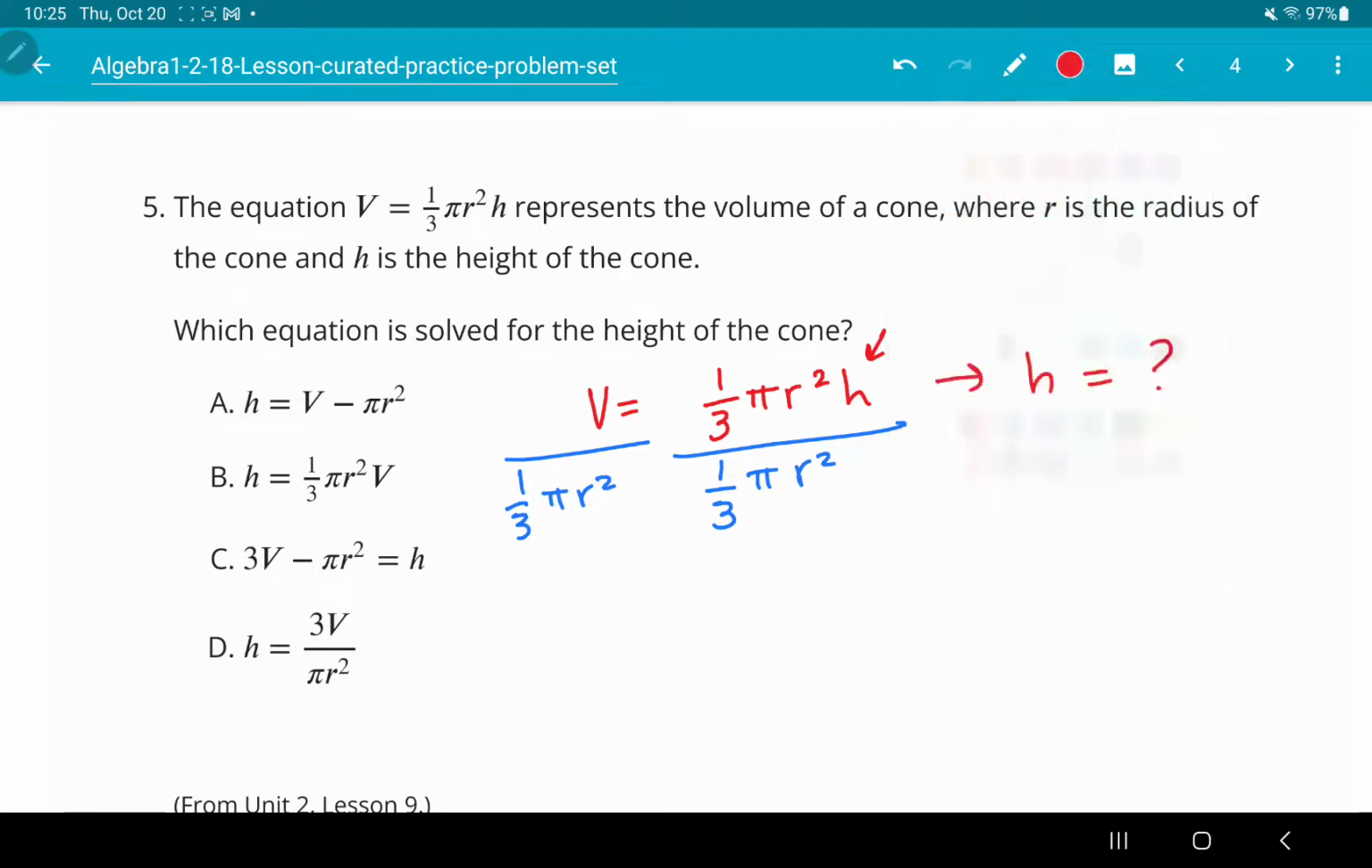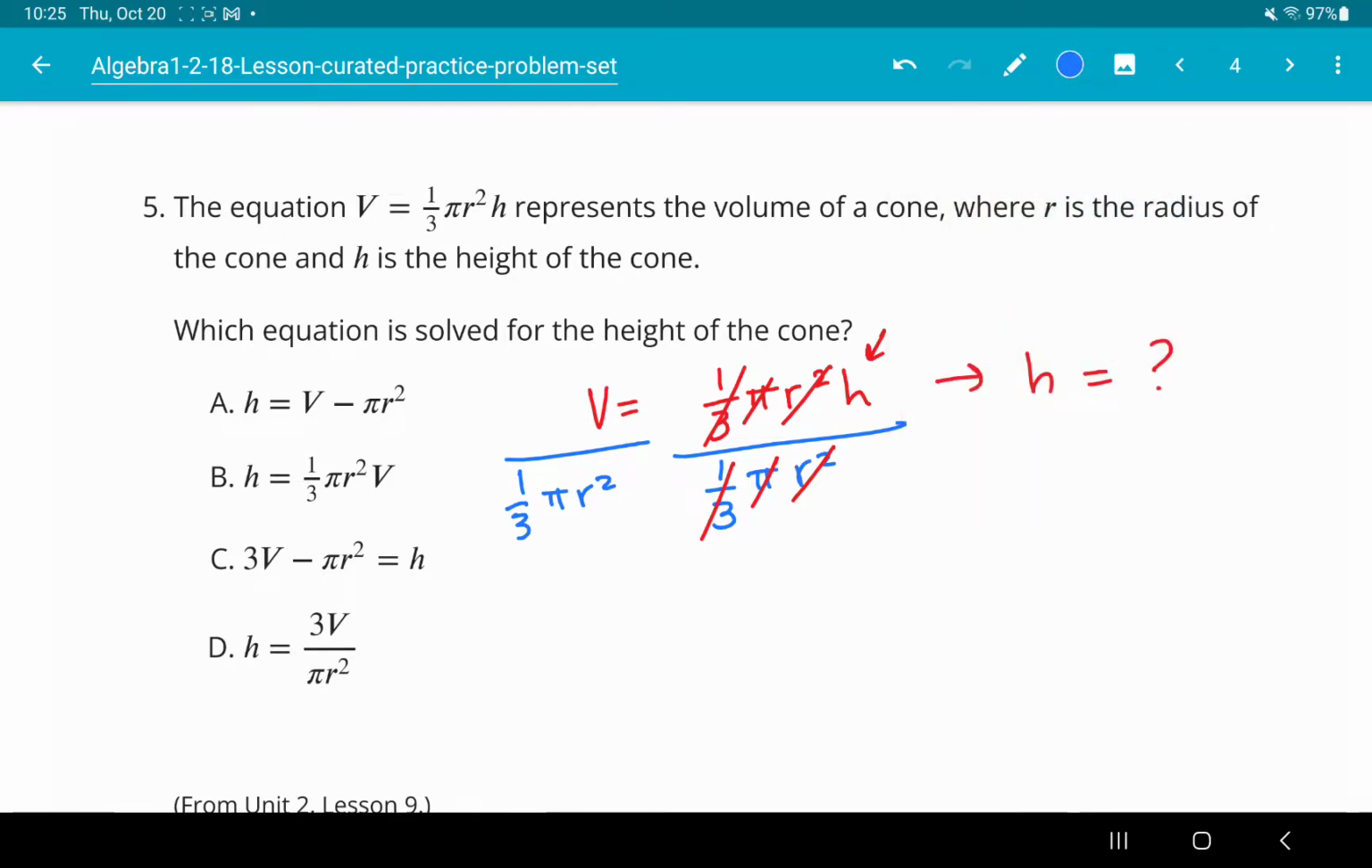So on this side, these are going to cancel out. The pi's will cancel out. The r squareds will cancel out, and we'll just have h left over. Now the tricky part is going to be over here, because when we divide by a fraction, that's the same thing as multiplying by the reciprocal. So instead of having 1/3 on the bottom, I can have 3/1, which is basically just 3, on the top.